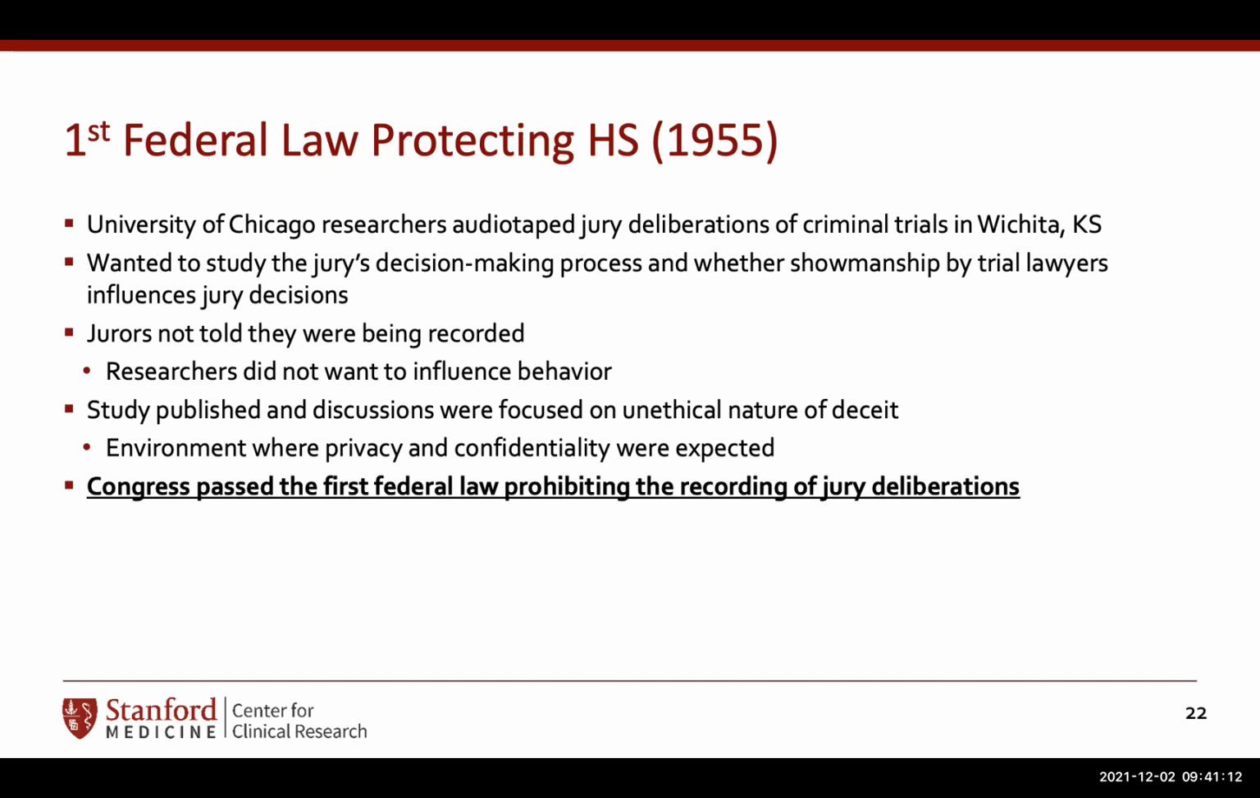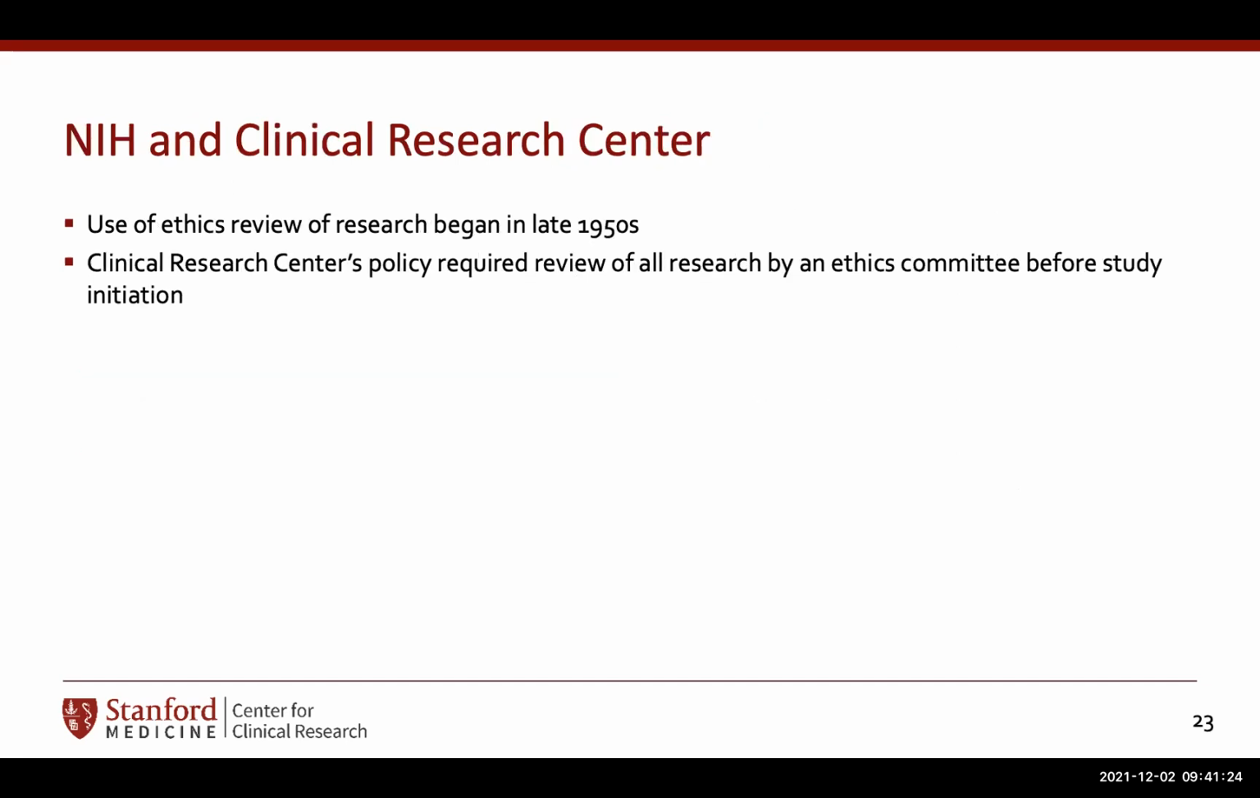Congress passed the first federal law prohibiting the recording of any jury deliberations. So this was the first congressional example to protect human subjects. In the late 1950s, the use of ethics review of research began. This was after the creation of the National Institutes of Health and what was called at the time the Clinical Research Center. The Clinical Research Center's policy required review of all research by an ethics committee before study initiation.